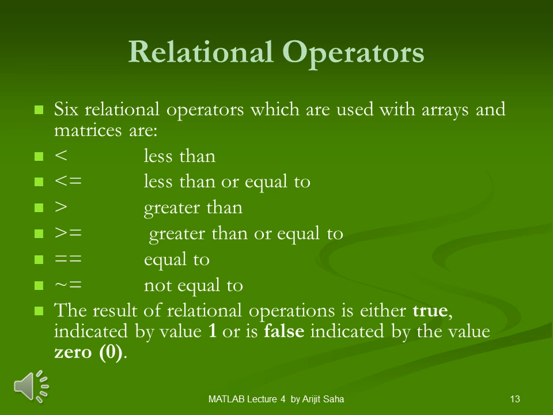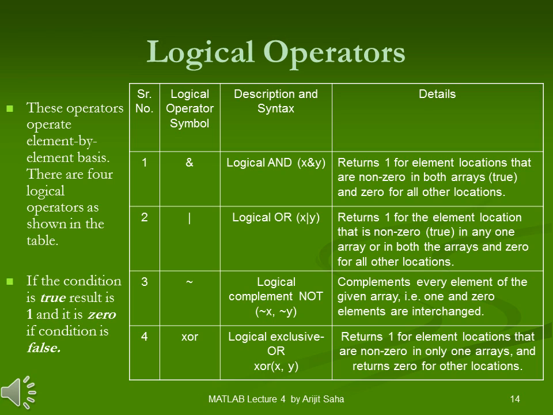Some relational operations are shown here: less than or equal to, greater than or equal to, not equal to, and we have to keep in mind that these are relational operations. So the result will be either true, indicated by 1, or false, indicated by 0. Logical operators are shown: and, or, logical complement, that is the not operation, and XOR, that is logical exclusive OR. Similarly, as in the previous case, if the condition is true, the result will be 1. If it is false, the result will be 0.